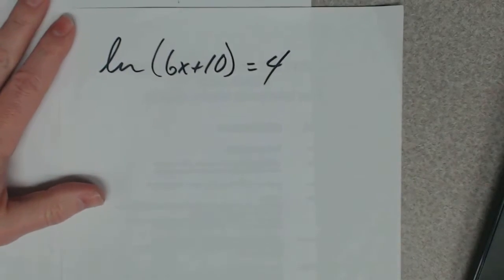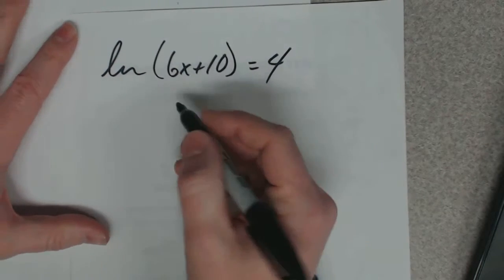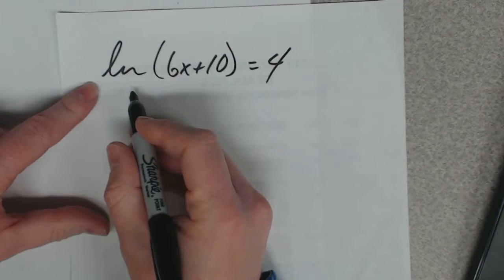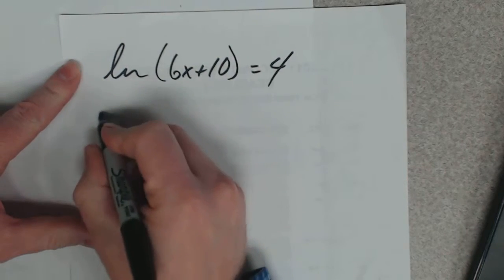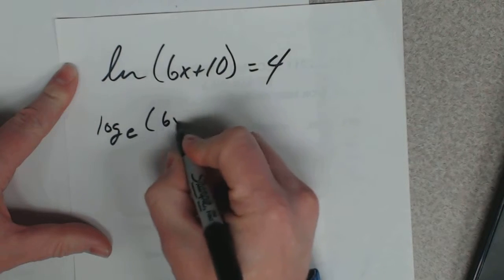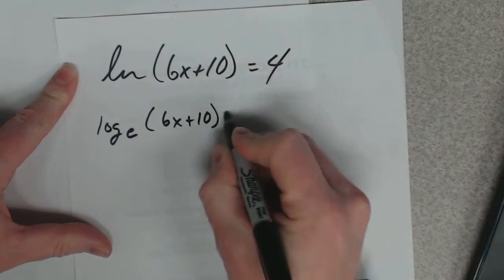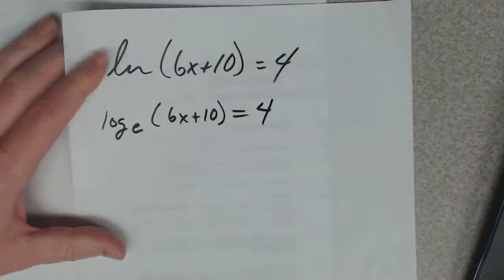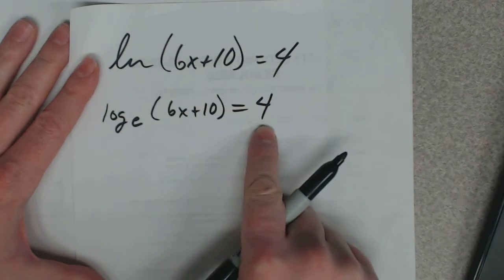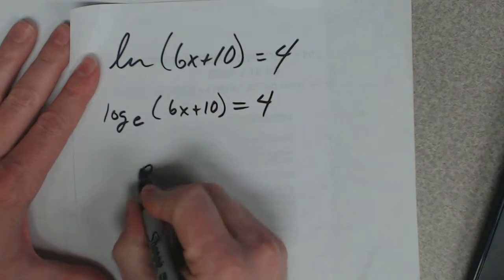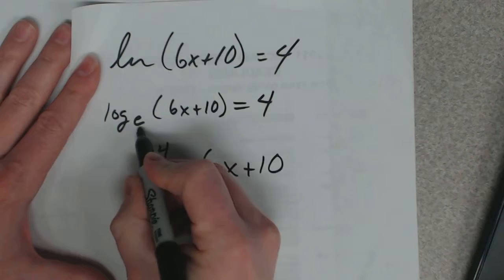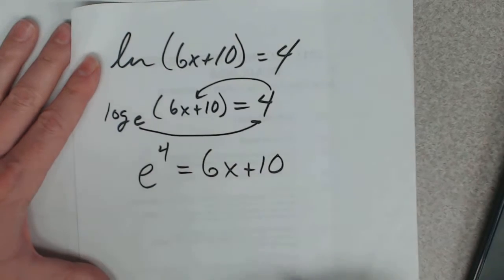ln 6x plus 10. Remember what ln is? It's exactly the same as log base e. I want to write this ln as log base e. Maybe it makes a little more sense here. Log base e of 6x plus 10 equals 4. Well, remember how I would rewrite this. E to the 4th power equals 6x plus 10. Right? E to that power equals this.